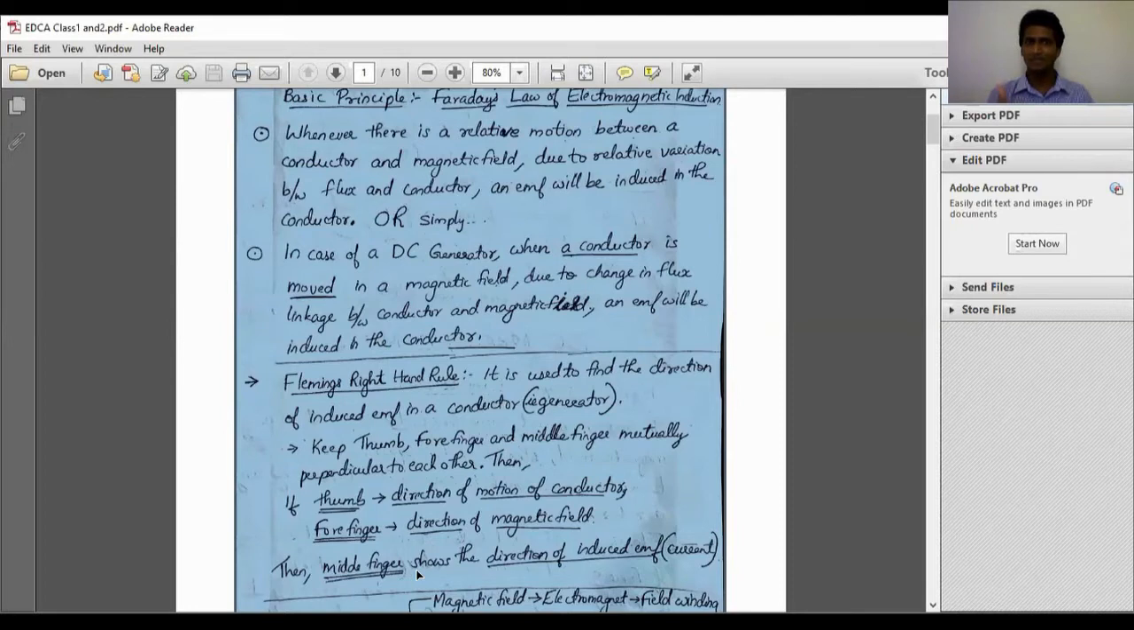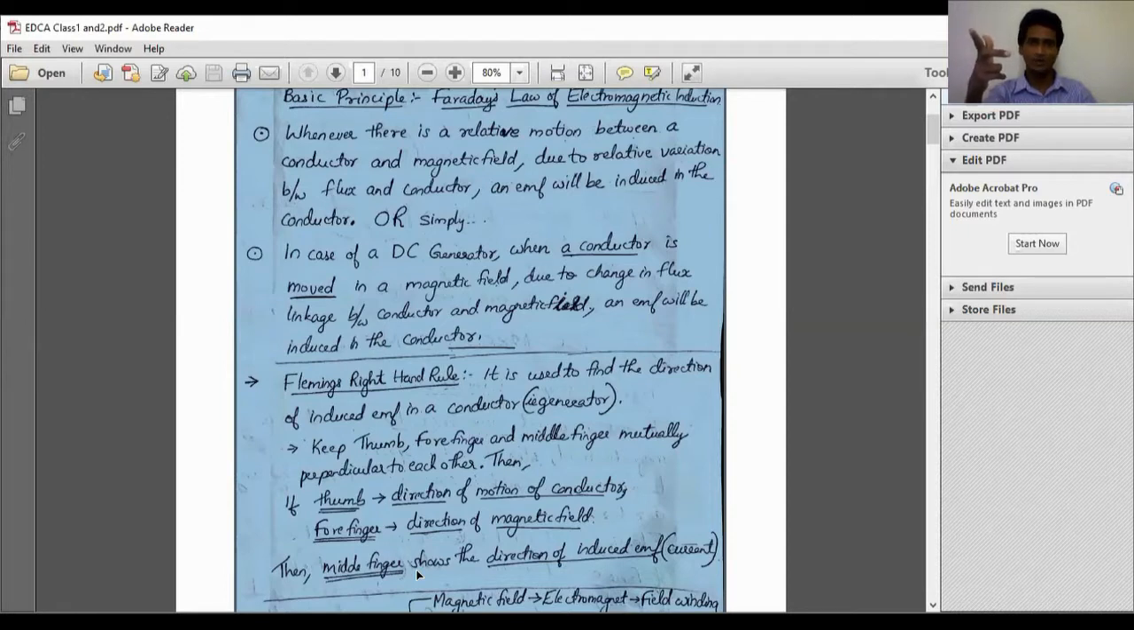Let us combine both Faraday's law of electromagnetic induction with Fleming's right hand rule. As I said before, when a conductor is moved in a magnetic field in the forefinger direction, then an EMF will be induced in the conductor which is directed towards the middle finger.